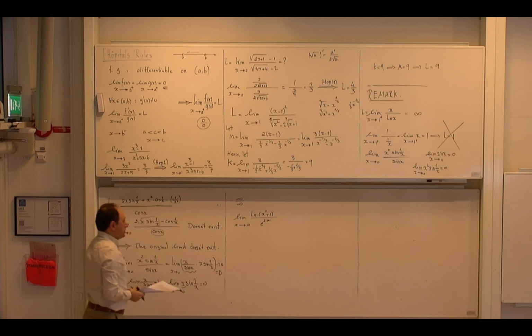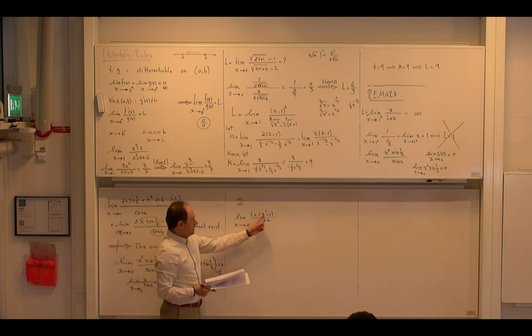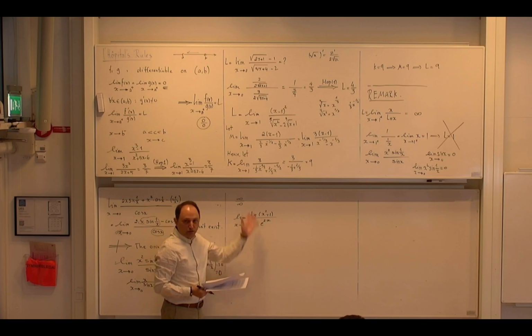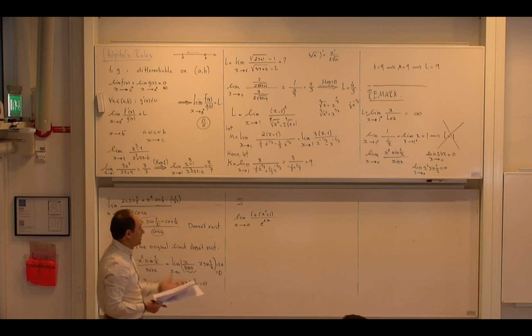So assume that this limit is given to you. The first thing you do is to put infinity to see what type of indeterminacy you are facing. So if I put infinity here, ln of infinity is infinity, e to power infinity is infinity, so it's infinity over infinity.